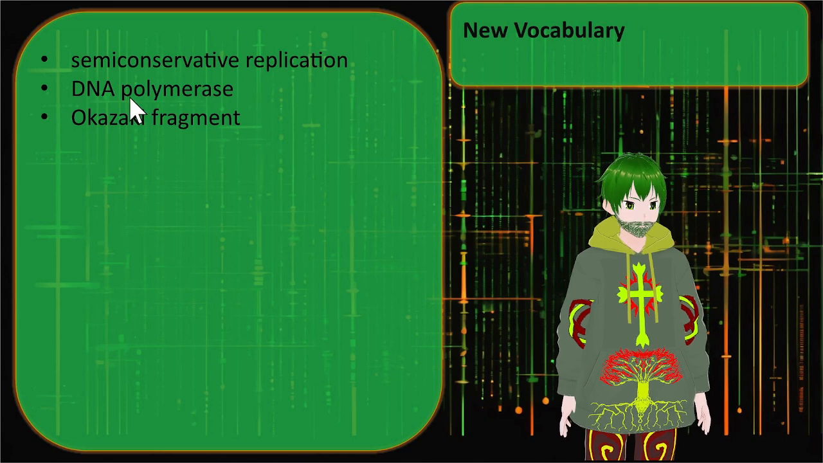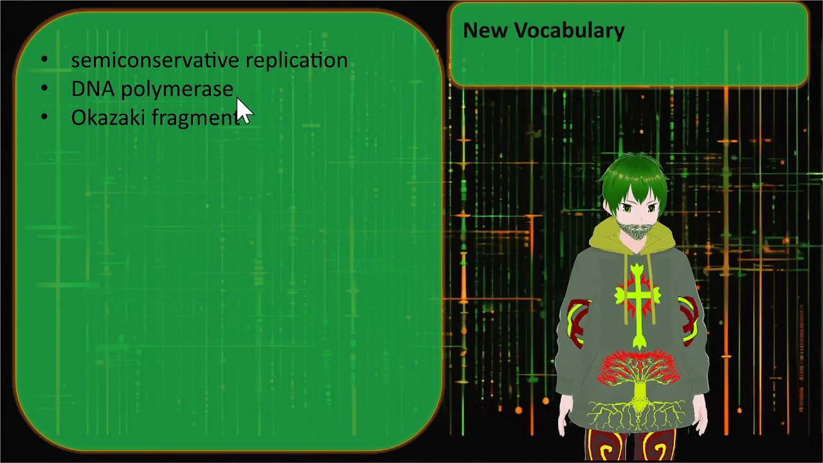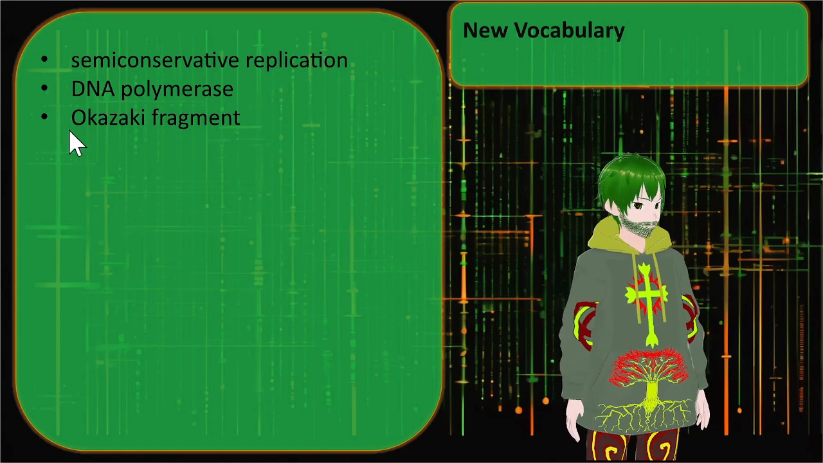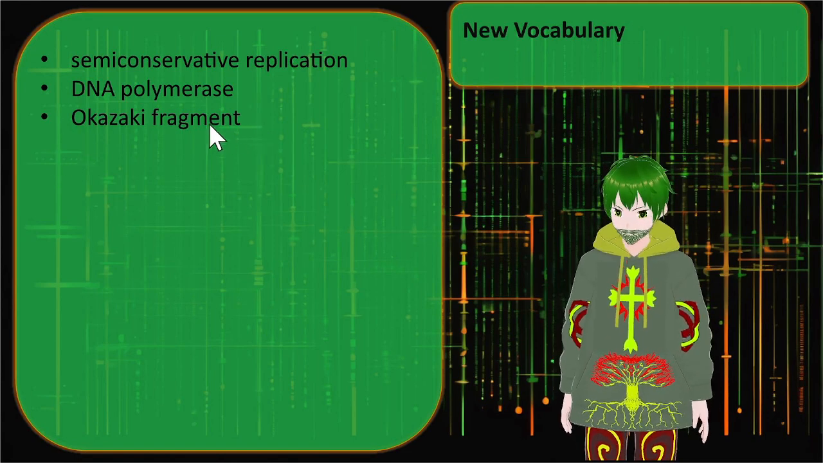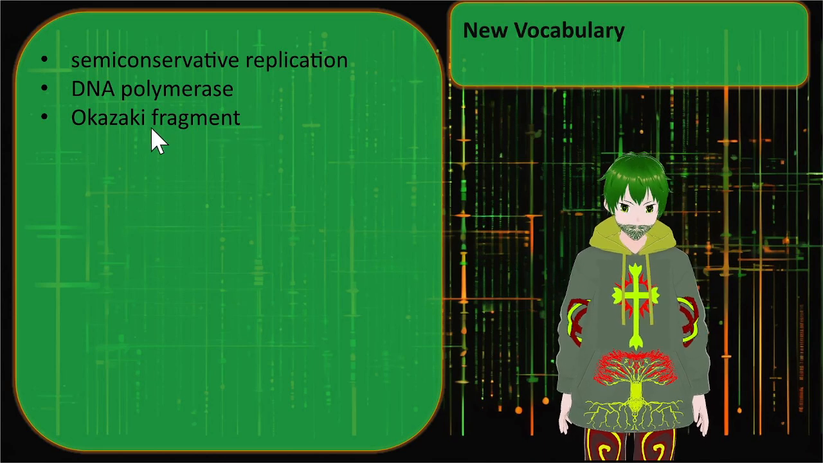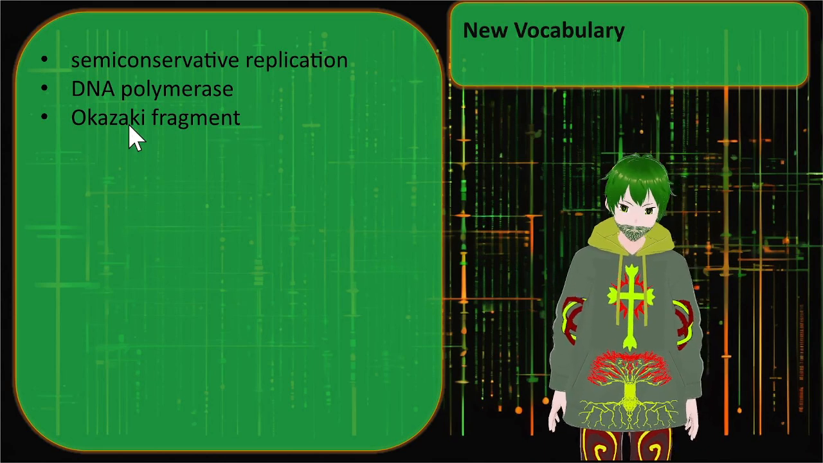DNA polymerase, the -ase means that it's an enzyme, and Okazaki fragments. The name gives it away. It was discovered by a Japanese gentleman.